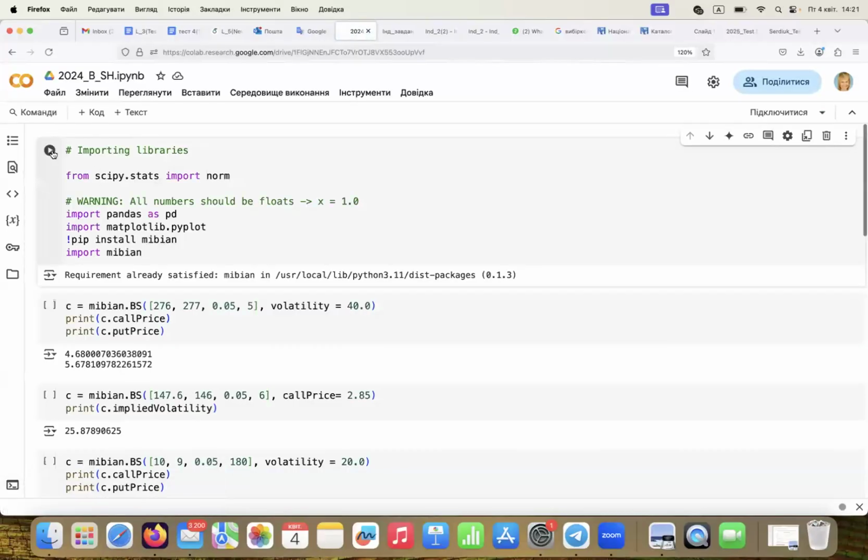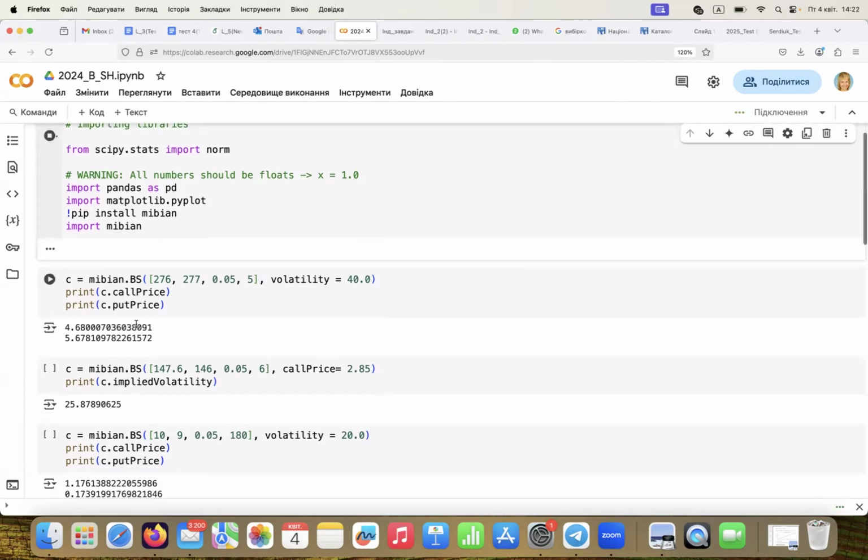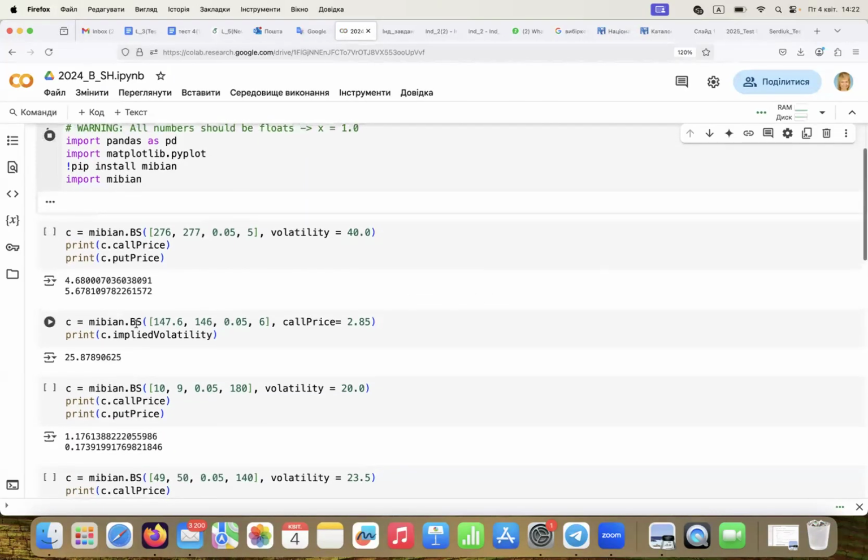Oh, you remember? I already showed you that we have library MIBN, and for this library, what is the price?